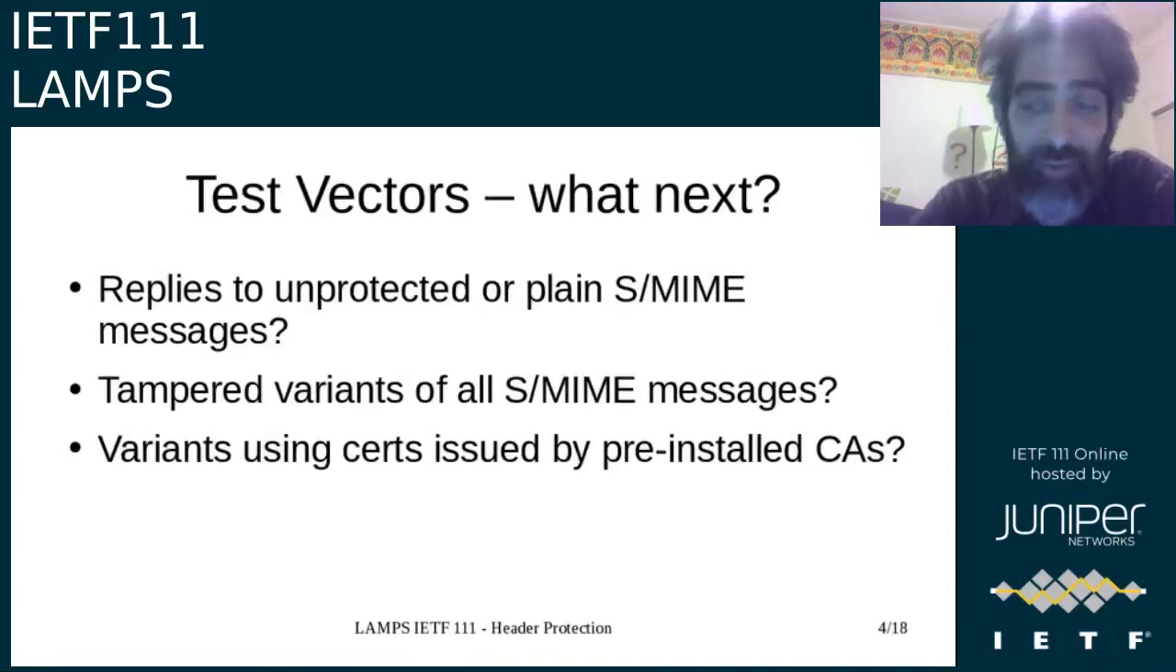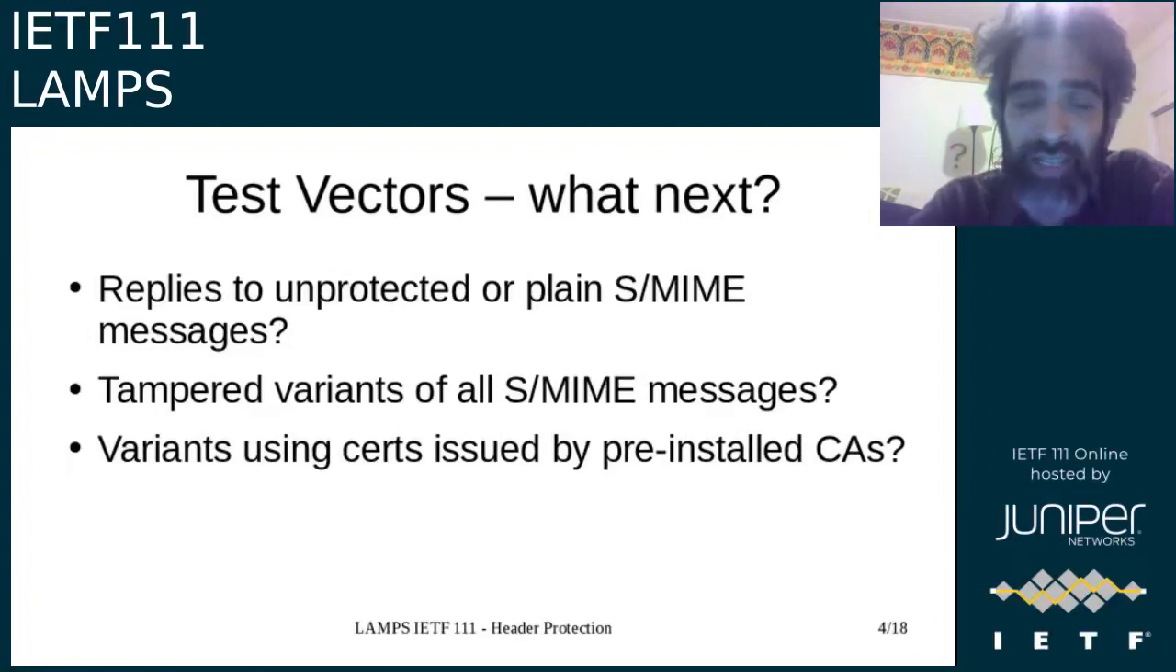Potentially, we want even more. This scares me, but we might want to see replies for the unprotected or plain SMIME messages to see whether threading works for that. We might want to consider having tampered variants of all of the SMIME messages so that you can see what happens in a client if a tampered message comes in. That would probably be useful, but that would basically double the number of messages. We may also want to consider creating these test vectors using certificates that are issued by certificate authorities that everyone widely trusts.